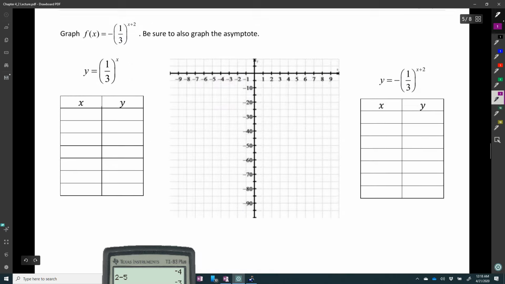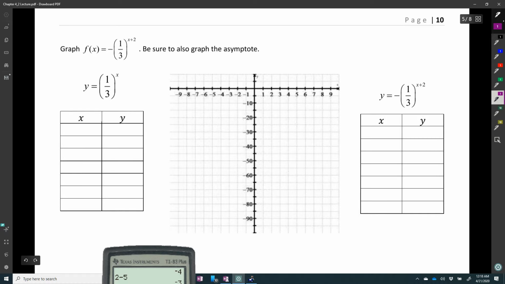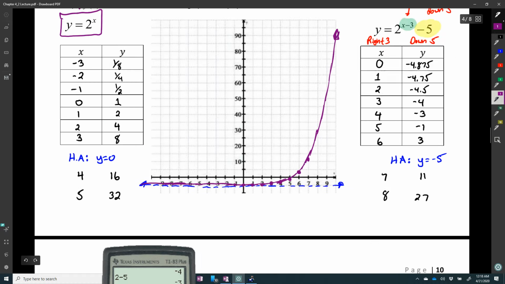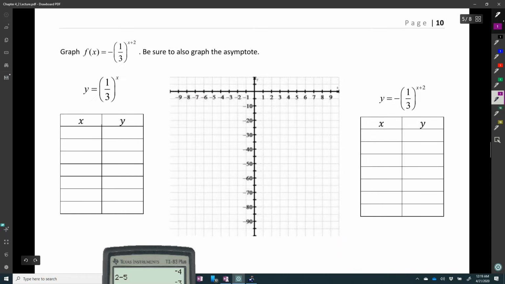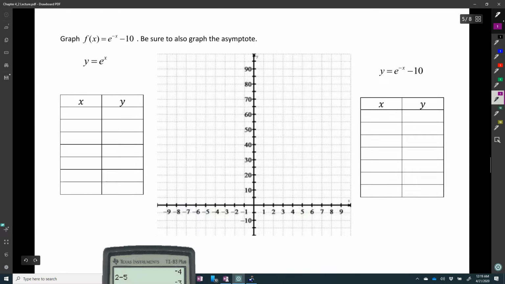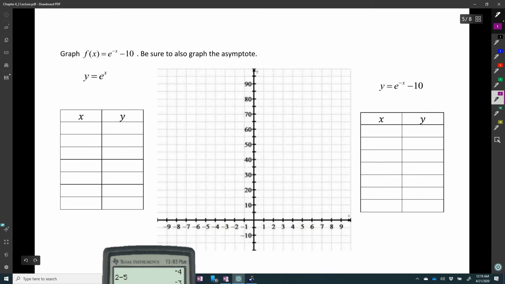All right. So this one's exactly the same as the one above, except it's with 1/3. Instead of a 2 to the x, it's 1/3 to the x. So I'm going to skip that one. I want to go to the e, just because it seems scary because it's e.